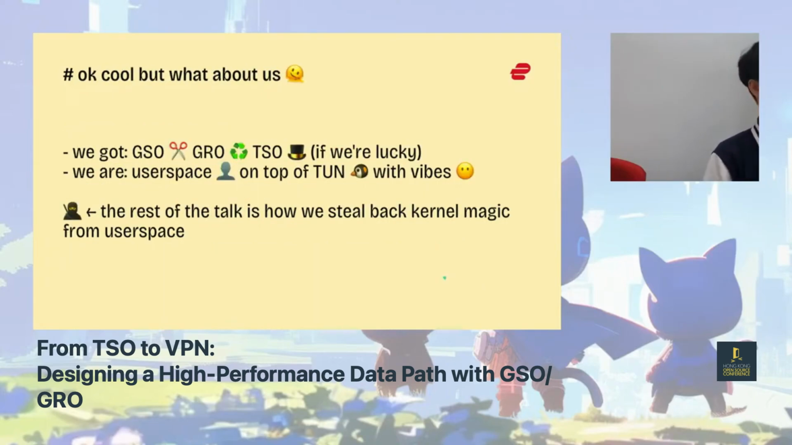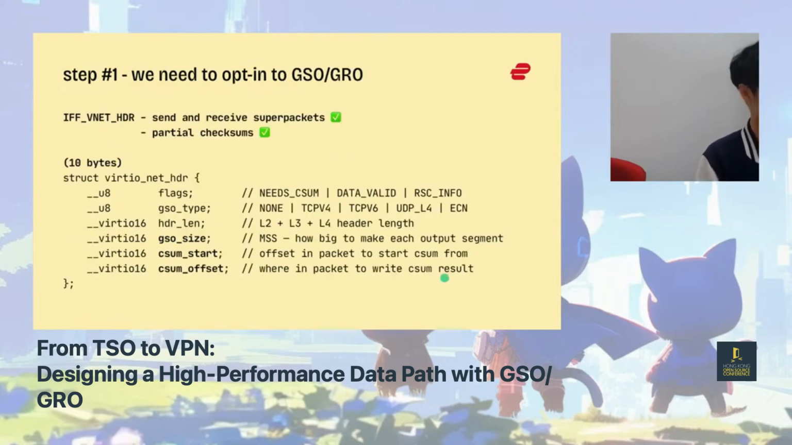But okay, what about us? Circling back, we've got GSO, we've got GRO. We don't really have TSO, but we can pretend that we have. We are in user space. So the rest of the talk is solely dedicated to how we are going to still capture that magic saving of per-packet overhead.